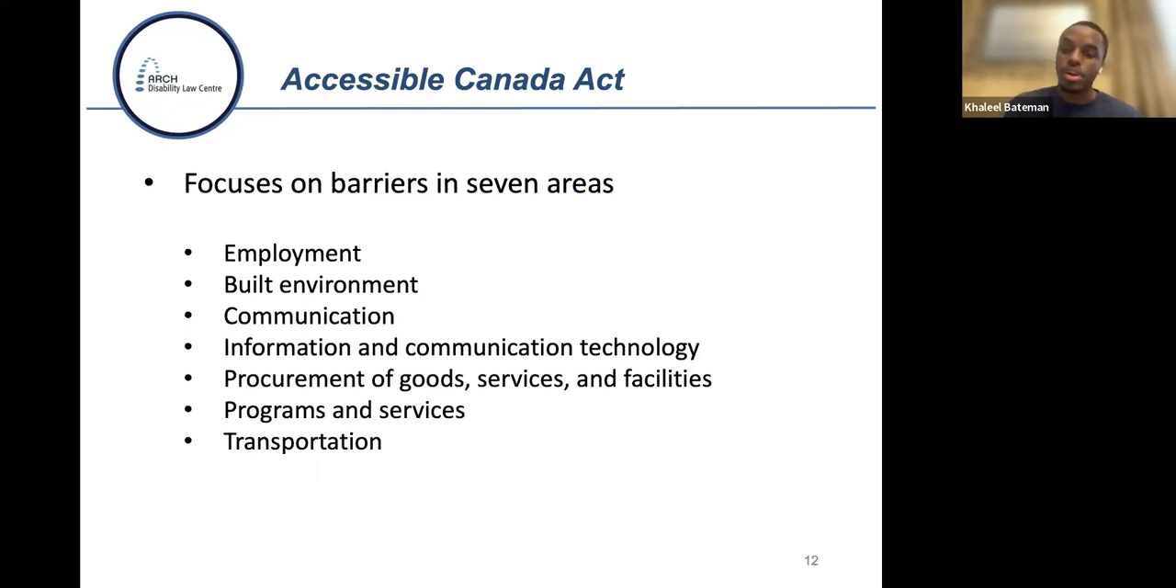So we discussed what a barrier is, and now we want to walk you through the several types of barriers of which the Act focuses on. These barriers are particularly in 7 areas. That would be employment, built environment, information and communication technology, procurement of goods, services and facilities, the design and delivery of programs and services, and transportation.